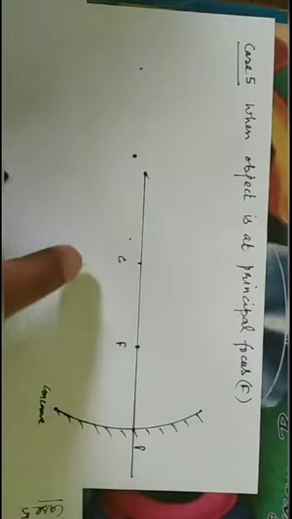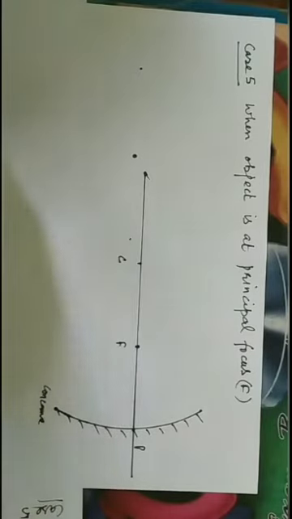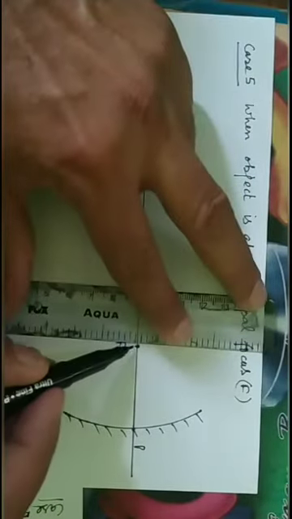So here, in the fifth case, my object is at the principal focus, so I draw a vertical line.